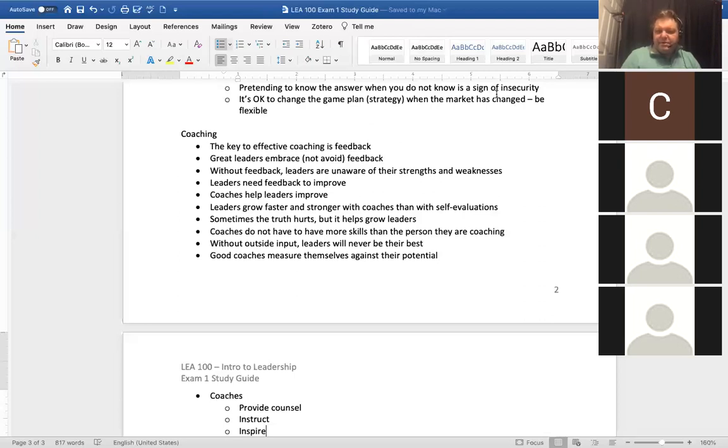Sometimes the truth hurts, but it helps grow leaders. Right? Coaches don't have to have more skill. Without outside input, leaders will never be their best. Good coaches measure themselves against their potential. So they measure people, you as a leader, against what's your potential.